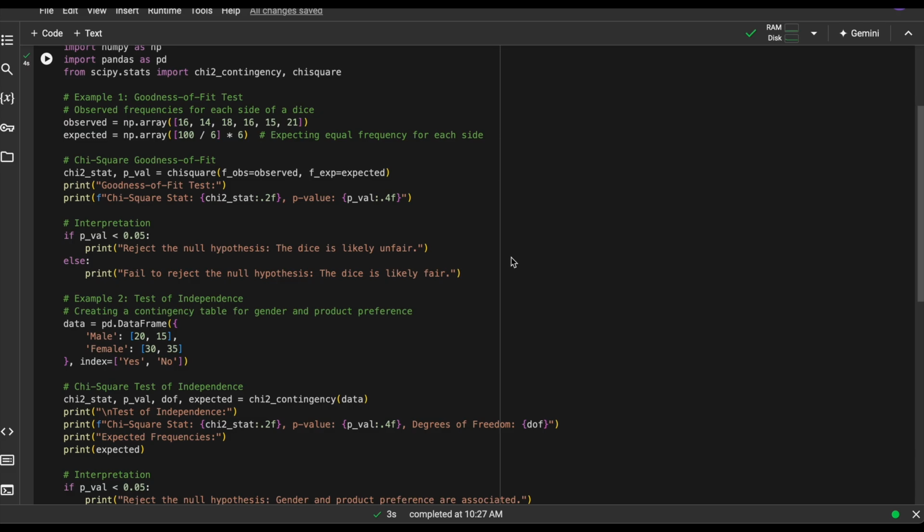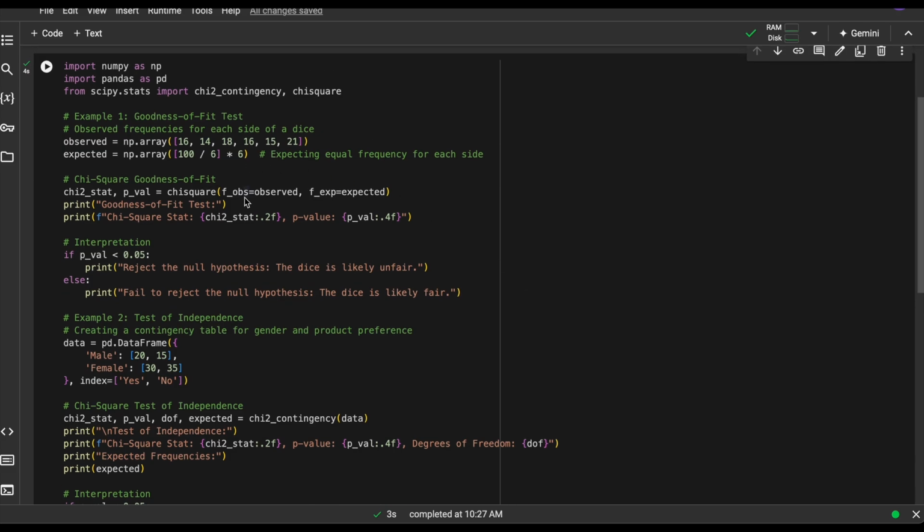Create a contingency table like I show in the example. The table holds the observed frequencies for each combination of the categories: male yes, male no, female yes, and female no. Then calculate the expected frequency for each cell of the chi-square test, and calculate the test statistic using the formula.